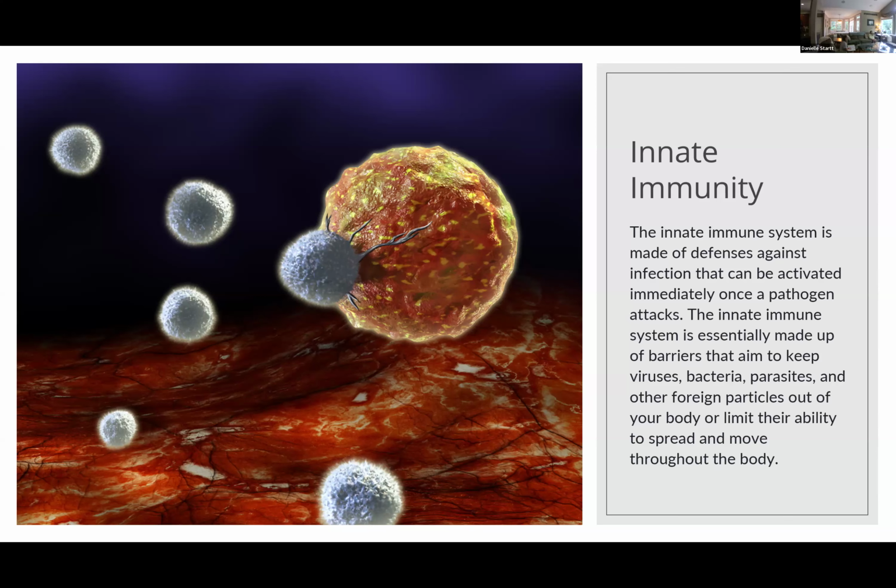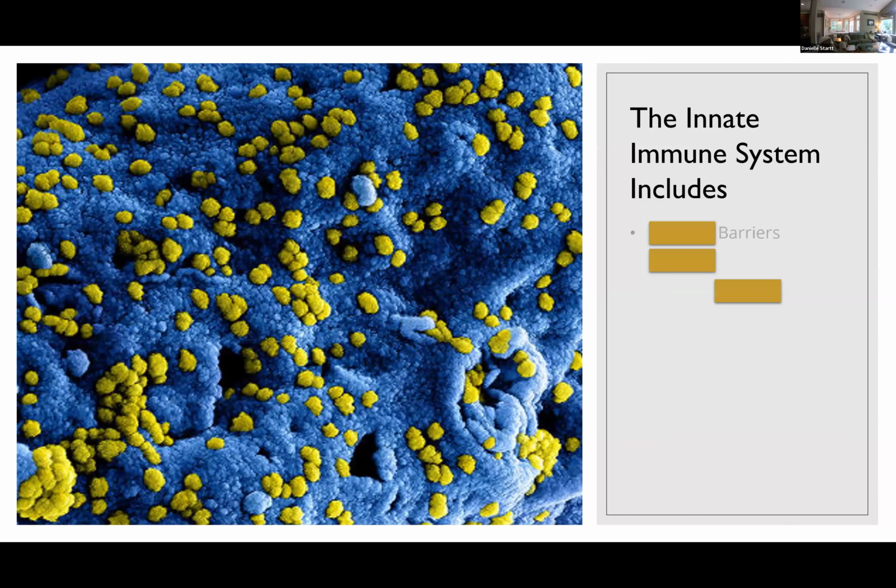Do you remember when we talked about instinct being like an innate behavior? You don't have to be exposed to a stimulus to know how to react to it. That's exactly how the innate immune system works. You don't have to have been exposed to that pathogen or disease causing agent before. Your body already knows what to do when it comes in contact with it, even if it's never seen it before. So the innate immune system includes what kind of barriers do you suppose?